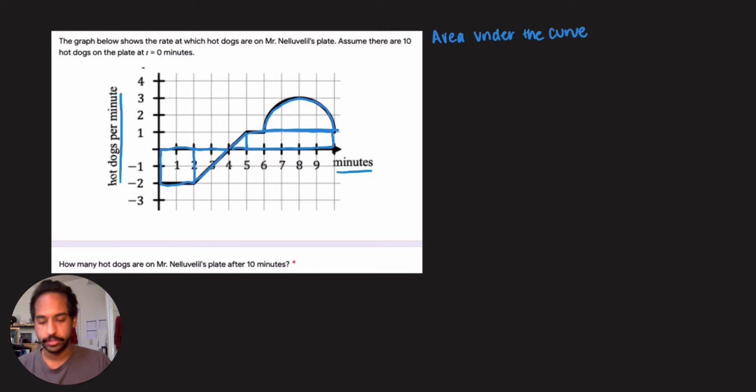Alright, so let's find these areas. I know here this is 2 by 2, so that's going to be 4, but since it's below the x-axis, that'll be negative 4. Let me use a different color. This will be negative 4.